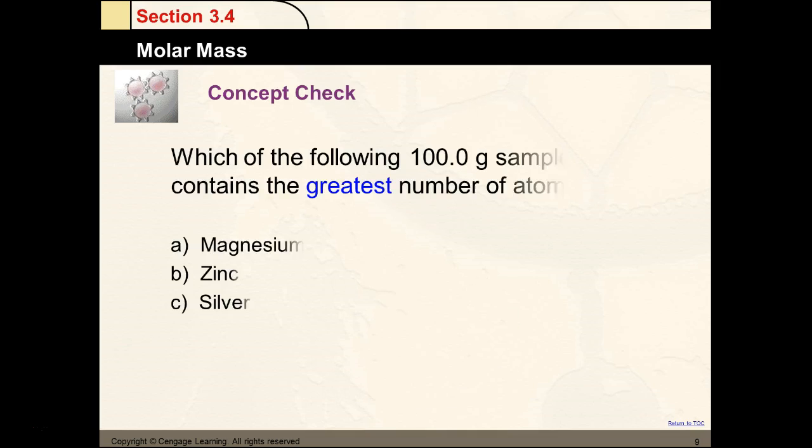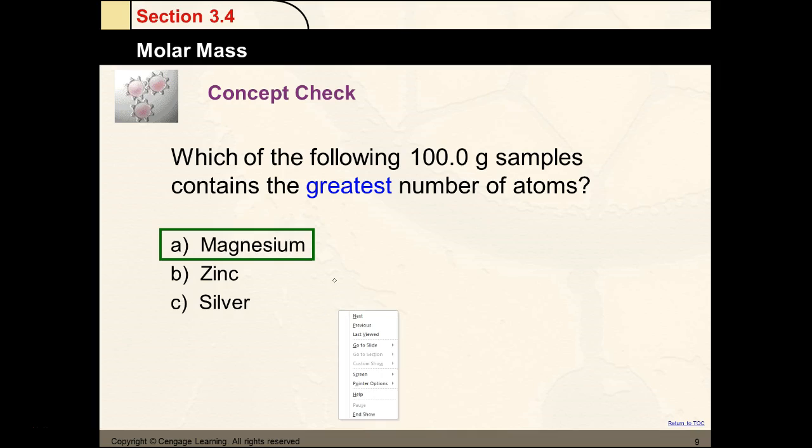And the last slide here, just another concept check. This one should not involve any math. Yes, you could do this problem solving all of the different A, B, and C for the greatest number of atoms, but we don't need to do that. Instead, we can show you the answer first. Let's read the problem here. Which of the following 100-gram samples contains the greatest number of atoms? Right? If we had 100 grams of magnesium, 100 grams of zinc, and 100 grams of silver, which one of them is going to have the greatest number of atoms?